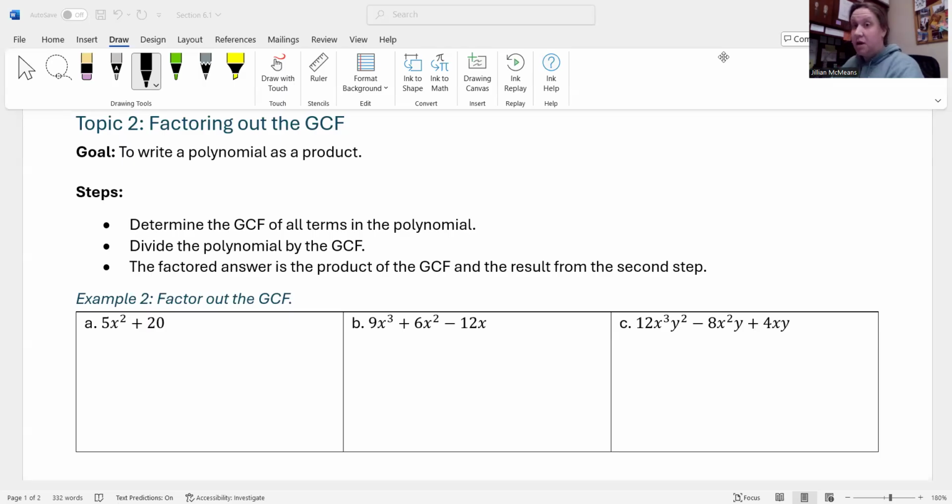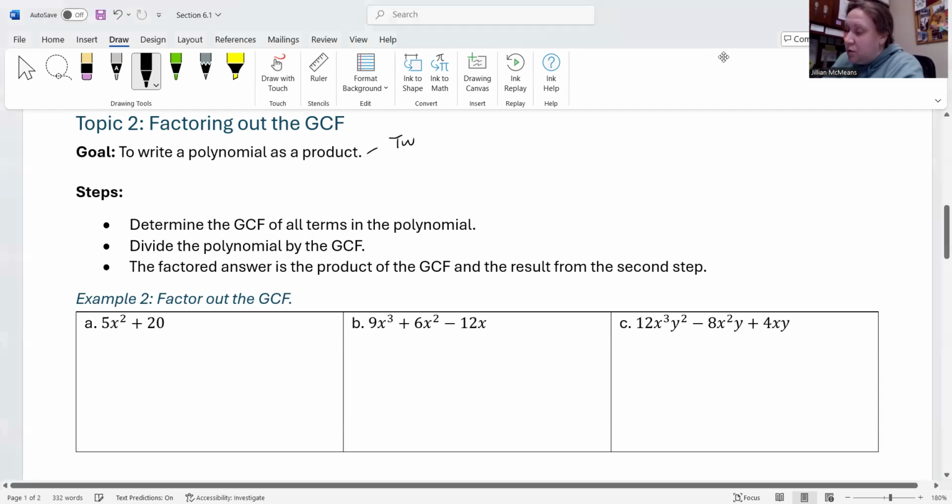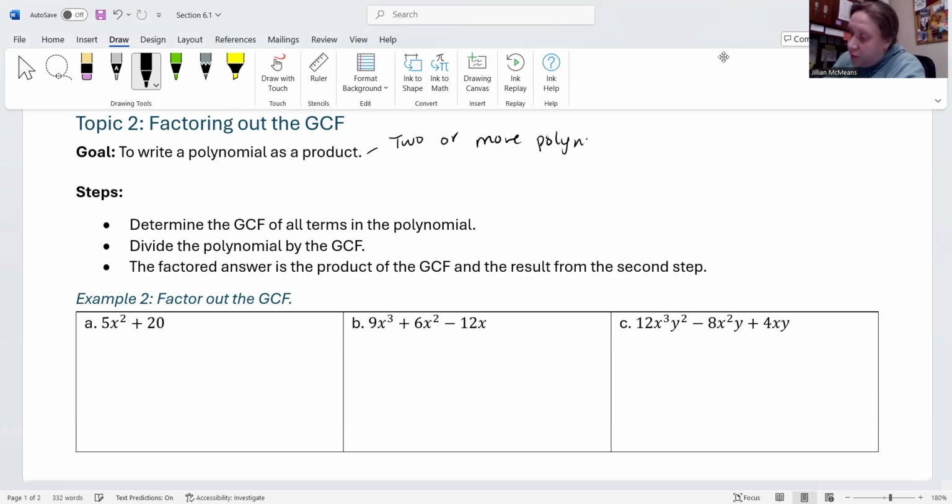In topic 2, we're going to talk about factoring out the GCF. Now remember, our goal is to write a polynomial as a product, very specifically the product of two or more polynomials of lesser degree.